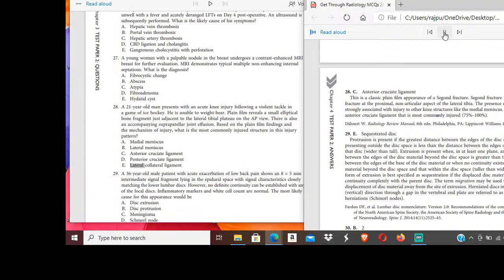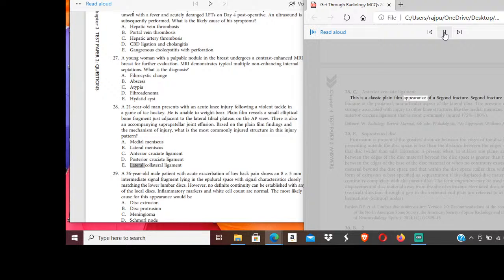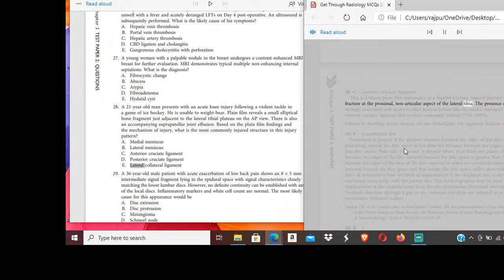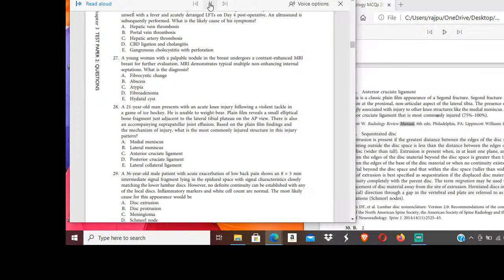This is a classic plain film appearance of a Segond fracture. Segond fracture is an avulsion fracture at the proximal, non-articular aspect of the lateral tibia. The presence of this fracture is strongly associated with injury to other knee structures like the medial meniscus. However, it is the anterior cruciate ligament that is most commonly injured, 75-100%. Dähnert W., Radiology Review Manual.